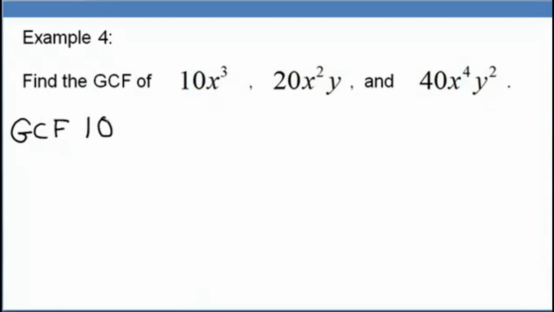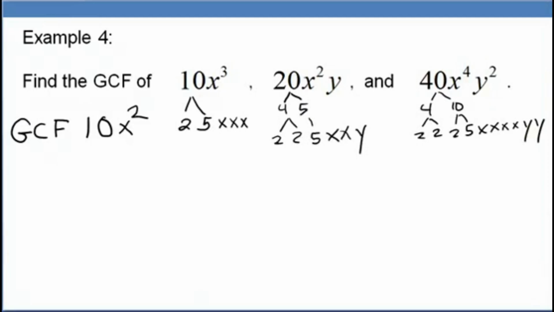Then for the variables, let's check. Is x in every term? It is. You have to go with the one with the lowest exponent. So x squared is all that's common. And then for the y's, to be a little careful, the first term has no y. So y is not common. It is not part of the GCF.